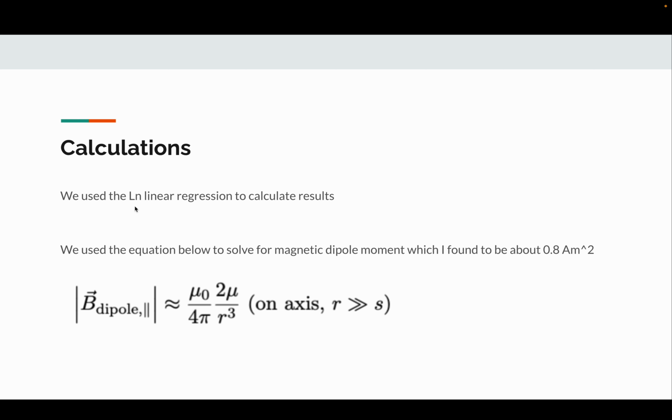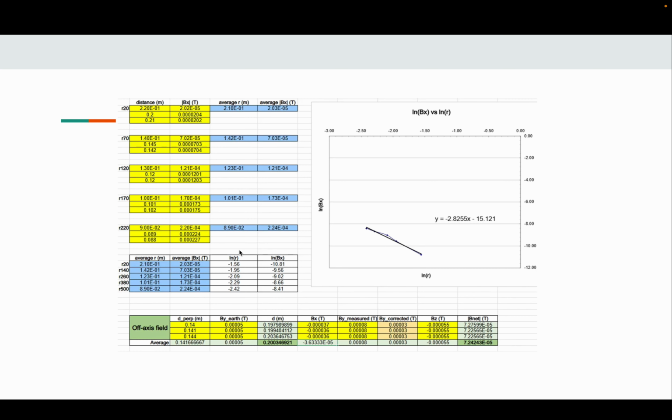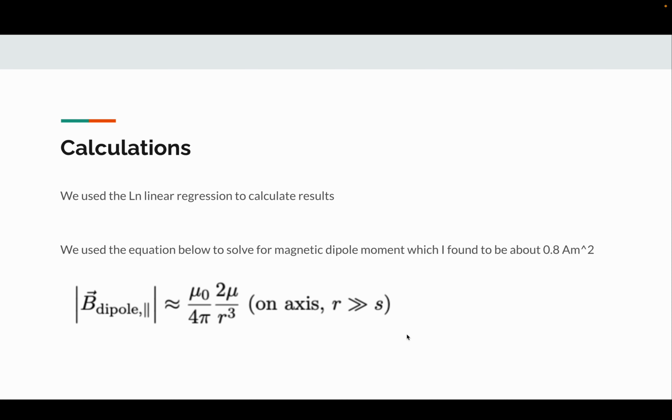So as I said earlier, we used an LN linear regression to calculate results, and we use this equation below to solve for the magnetic dipole moment on the axis, which is found to be about 0.8 ampere meters squared. And you can see in our data here that the distance is a lot greater for the off-axis field. But for this one, we also use the B-Y of the Earth to calculate for the discrepancy, which could make this a bit more realistic than these values from earlier, as we find the net B field here as well.